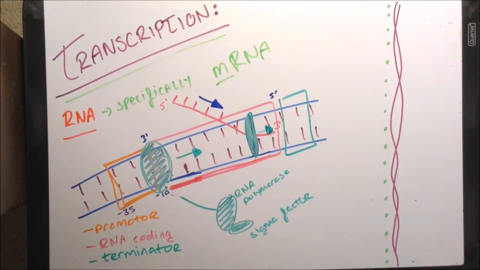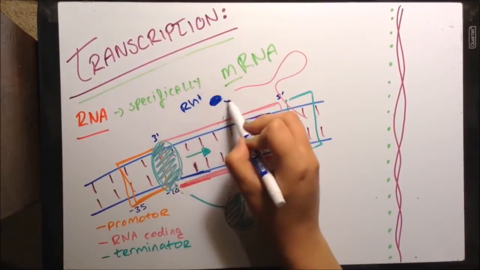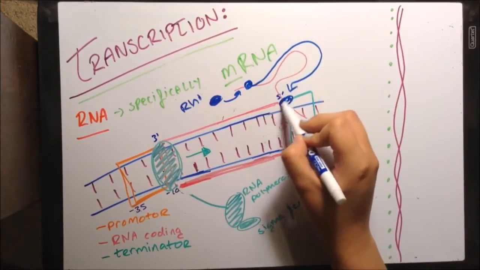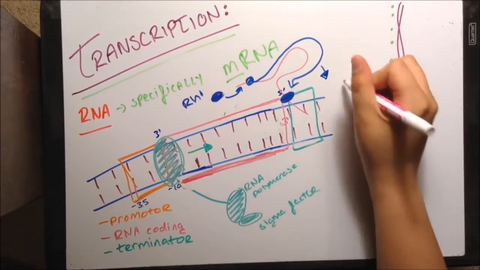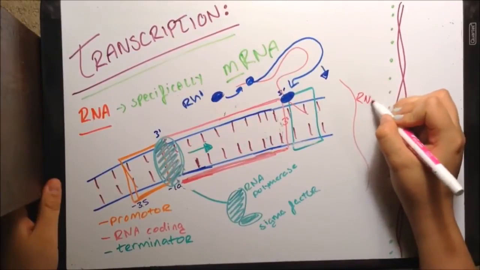This can be rho-dependent or independent, depending on the organism. For rho-dependent, a rho protein will attach to the RNA strand at the rho recognition site, and a loop will form between this and the termination sequence that will cause everything to stop. The rho protein will move down the RNA polymerase, and the RNA strand will dissociate from the DNA parent strand.